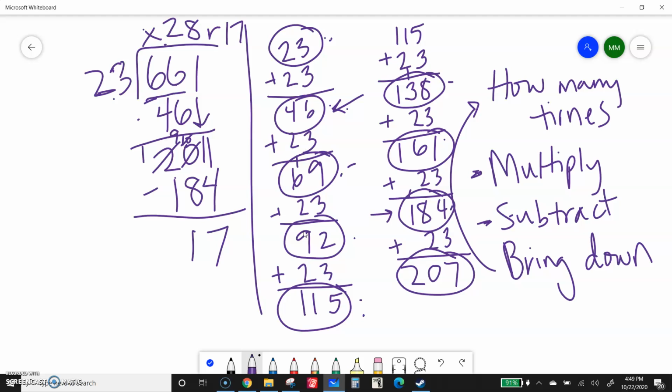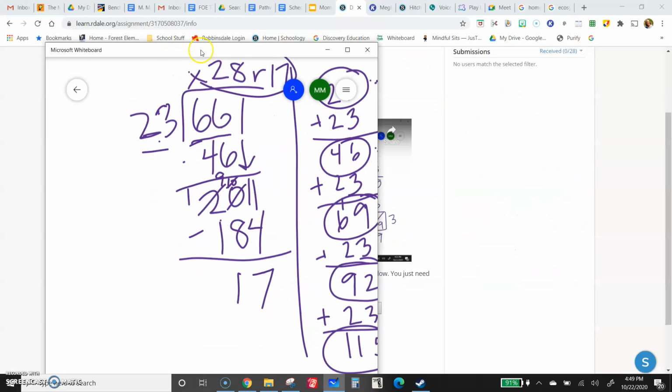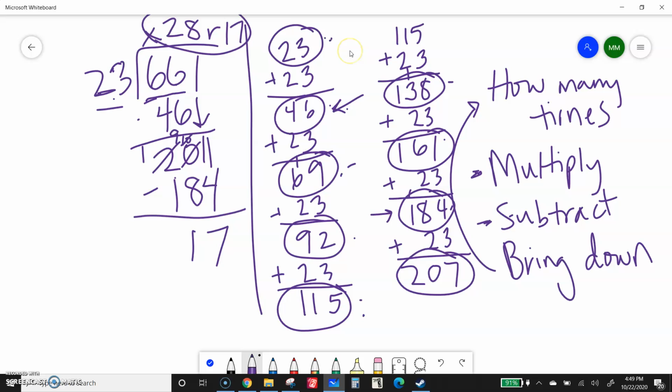Now, notice my remainder is kind of big, and that's okay. As long as it's less than 23, I am fine. So there's my answer. Okay, let's do one more example.